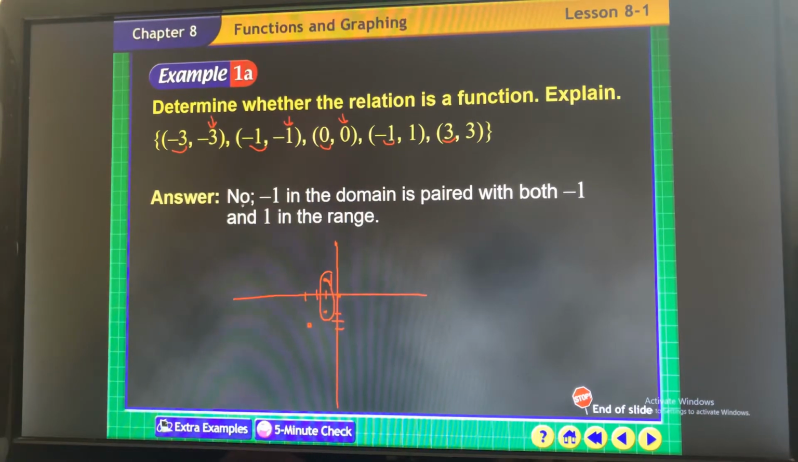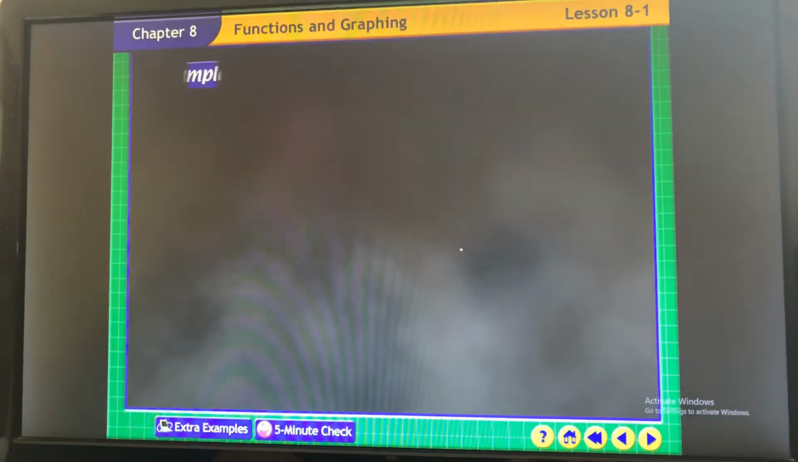So you would say, and this is the script, no, because -1 in the domain is paired with both -1 and 1 in the range. That's exactly what I want you to be able to write. Don't just say no because the domain repeats, okay?